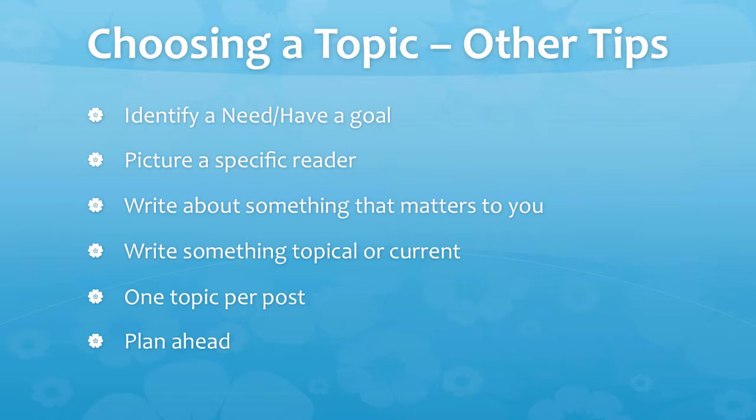So anyhow, you can write something that matters to you. That's probably a precursor. You should definitely always do that, otherwise it will show. And then write something that's topical or current. Again, one topic per post, and you can plan ahead too. Especially for people working in agriculture who are planning topics around the seasons, you can think, all right, winter's coming, what can we write in winter? And then file those topics away.